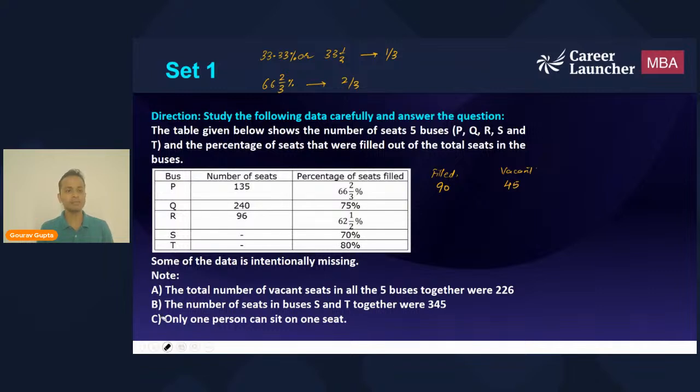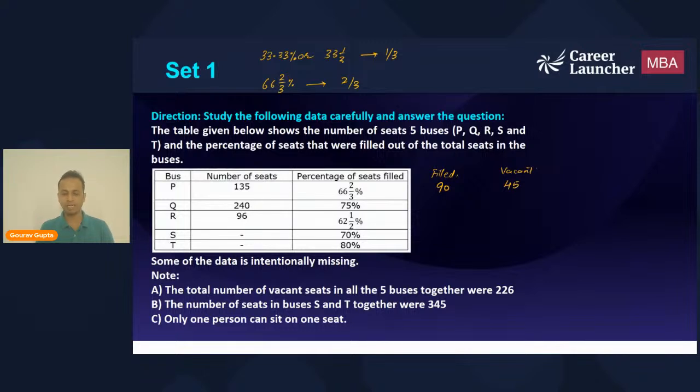Now similarly for the next bus Q, out of total 240 seats, 75% are filled and the rest will be vacant. So can you tell me both the numbers for bus Q? Daksh, have you understood, right? 90 and 45, you gave the wrong answer earlier. So do you understand the calculations? 66 2 by 3, I can make this 2/3. So 2 by 3 of 135 will precisely be 90. Okay, all right, Daksh. And the other students have given a correct answer.